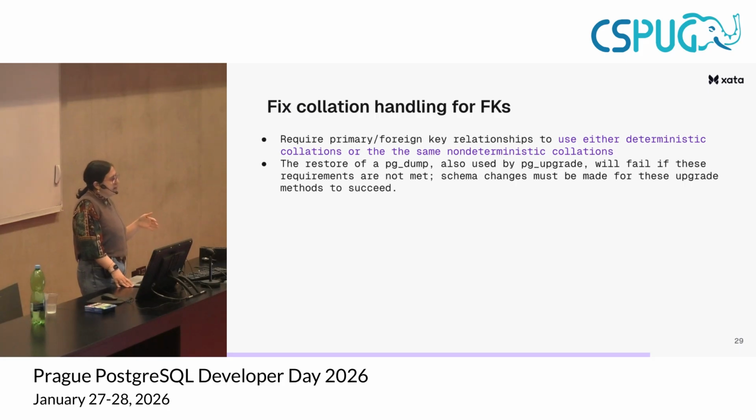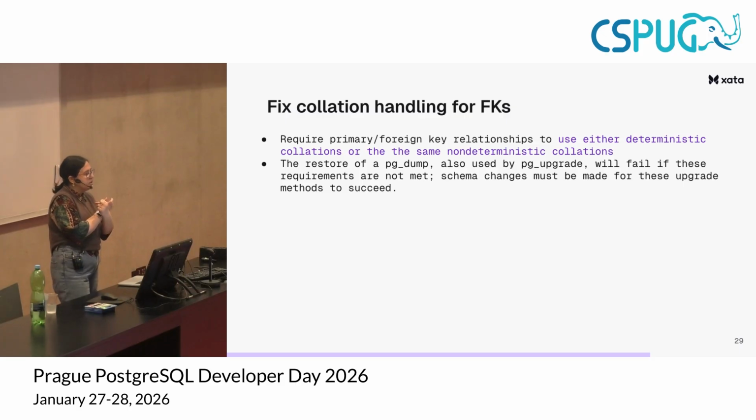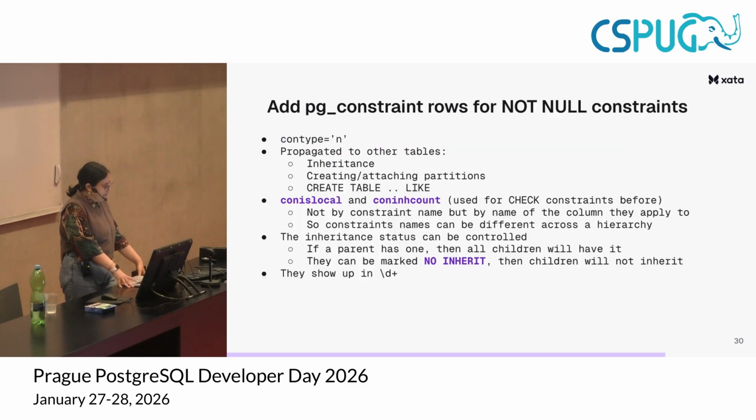So this is another topic. It's relatively smaller compared to the other topics, but string comparison in Postgres, as you probably know, depends on the collations. Here we are making sure that for a primary key and foreign key, either both use deterministic collations, or if not, both need to use the same non-deterministic collation. That's why I put it here. If you are using pg_dump and pg_upgrade, this might create problems for you. So check the collations before you do pg_dump and pg_upgrade. That's something to mention.